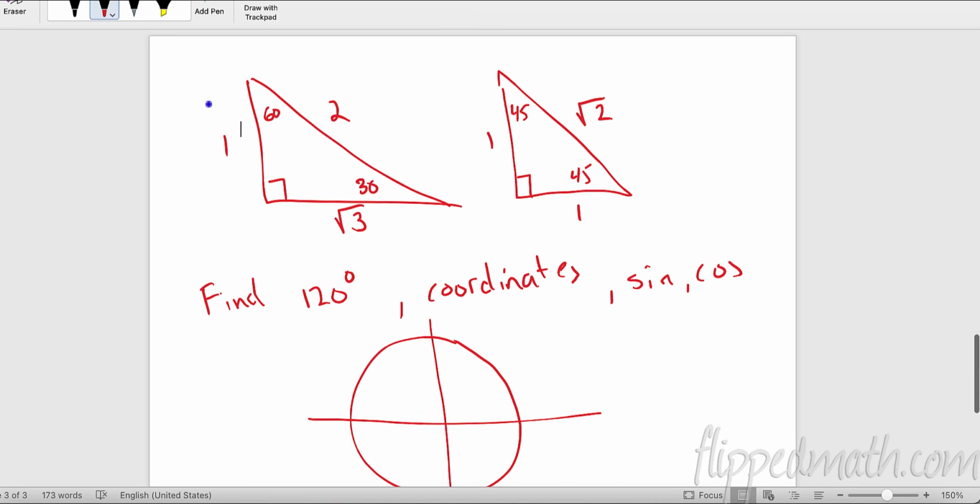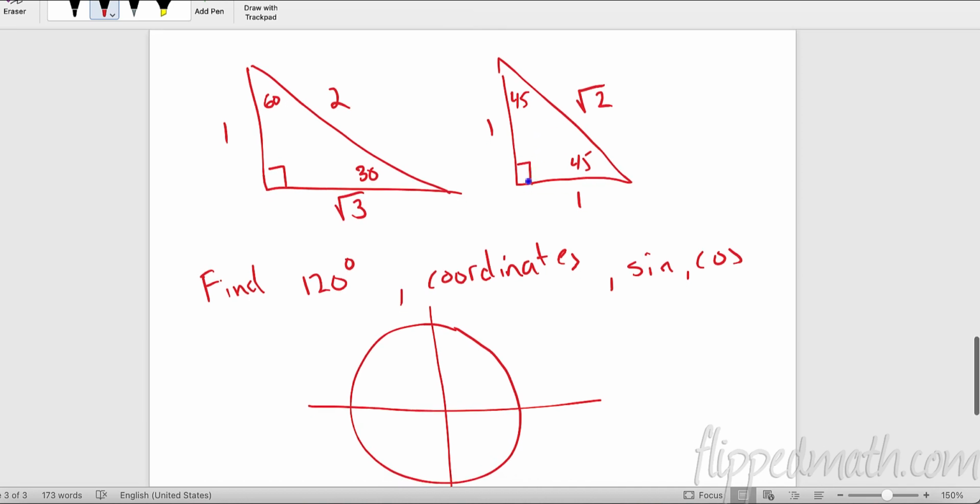First thing is you have to know these. 30, 60, 90. Across from 30 is 1. Across from 60 is radical 3. Across from 90 is 2. 45, 45, 90. Across from 45 is 1. They're the same. And across from 90 is radical 2.